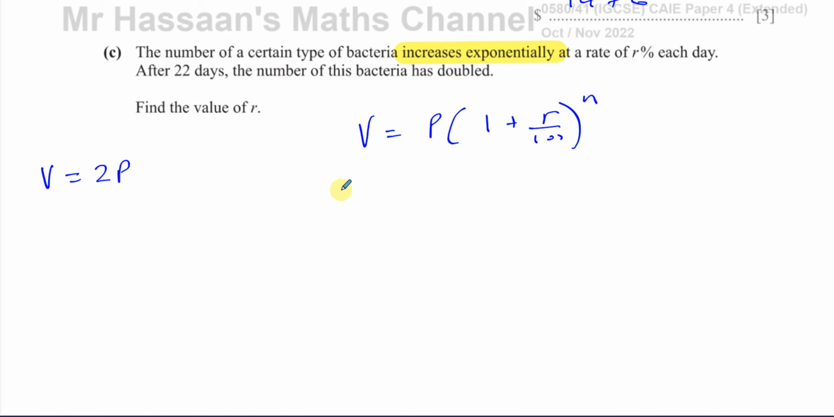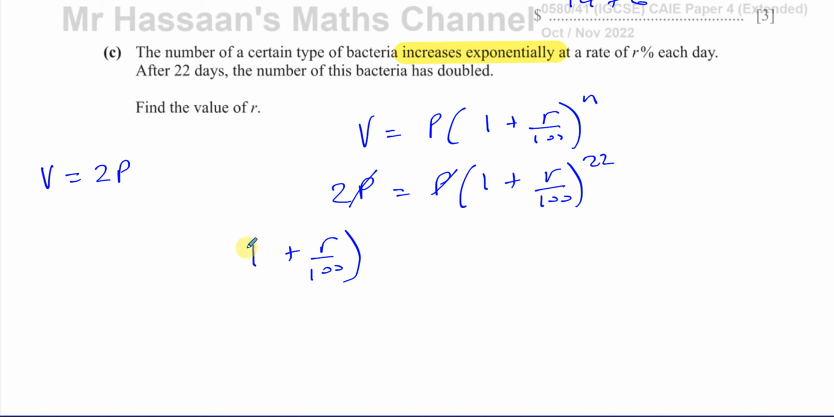So we can say that 2 times P is equal to P times 1 plus, and R is going to be what we have to find, over 100 to the power of 22. Okay, so now what we can see here is this P and this P will cancel out. If you divide both sides by P, they're going to cancel out. So we're left with this formula: 1 plus R over 100 to the power of 22 is equal to 2. So if we solve this for R, we'll get the answer.